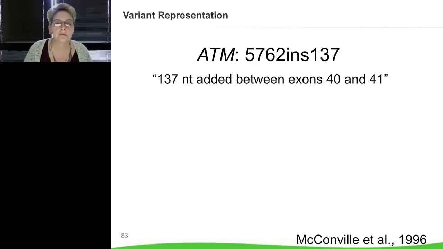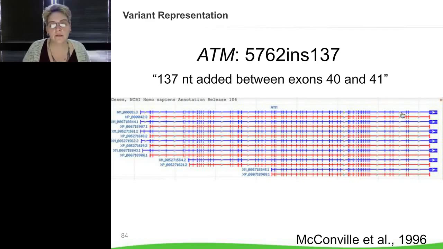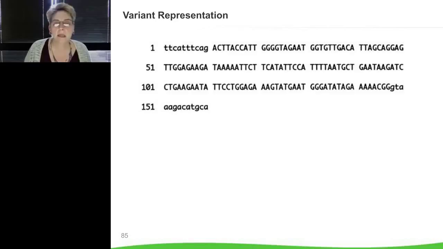There are other cases where this gets even more complicated. Here we see a variant that was reported in 1996 describing an insertion in the ATM gene. This is somewhat problematic, because it would be nicer to know what specific transcript was used, since it's a very transcriptionally complex gene. Luckily, this paper occurred long enough ago that we actually put sequences into papers, because that was the speed with which we could do things back then.